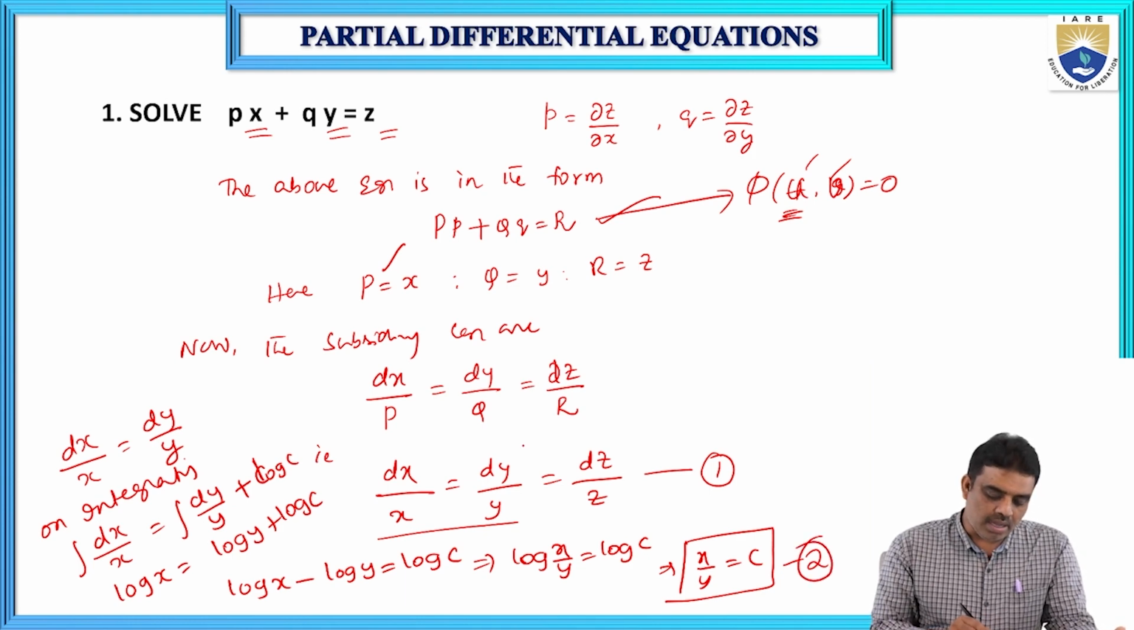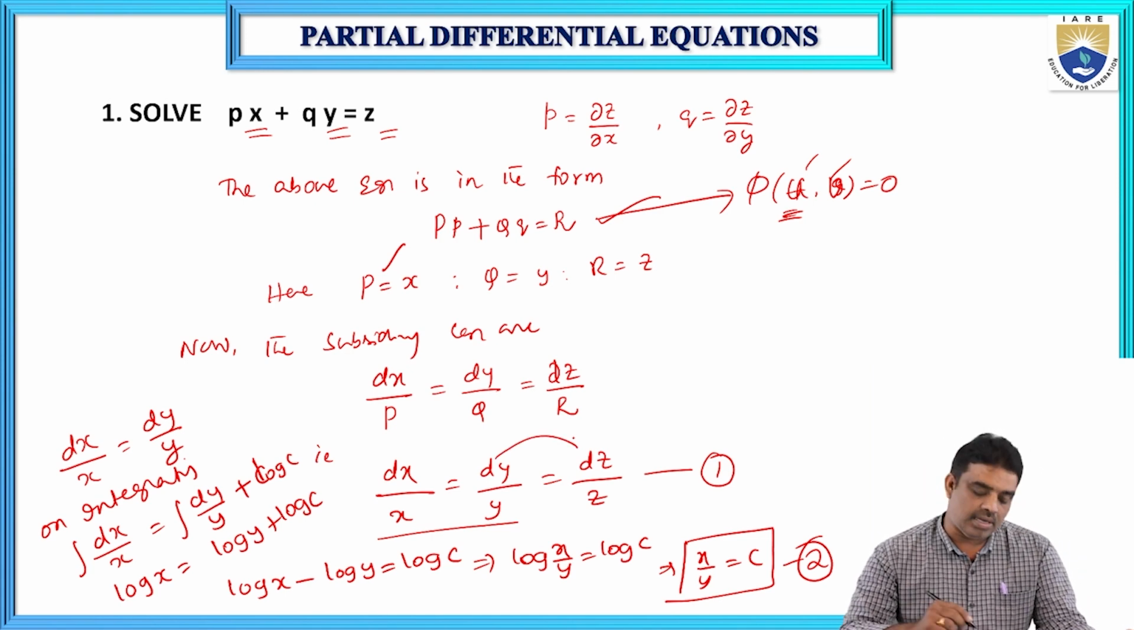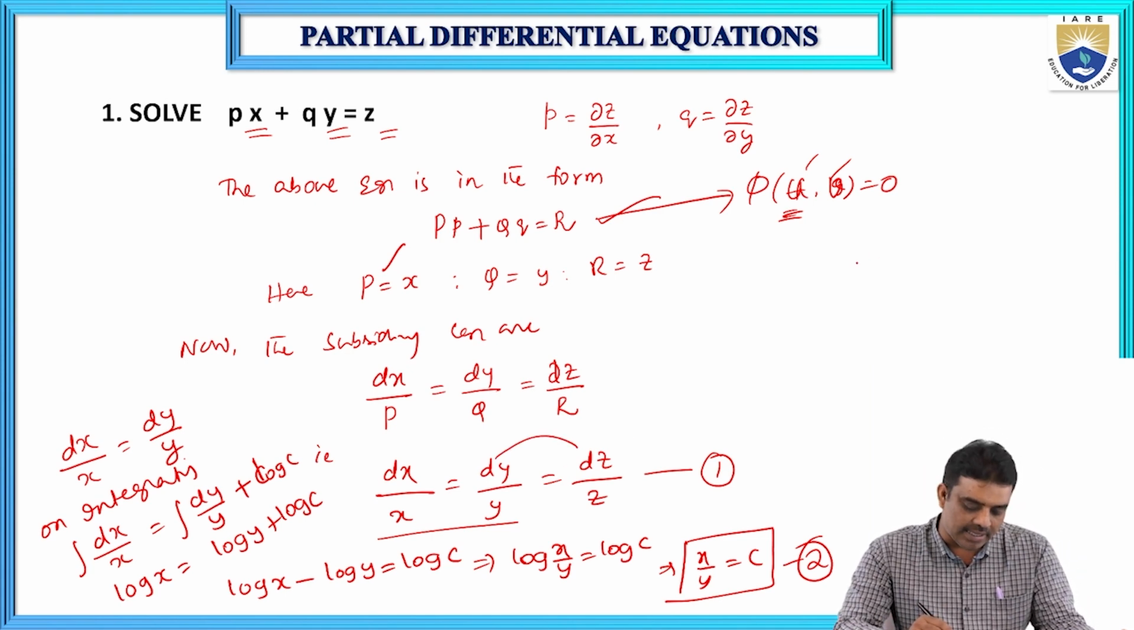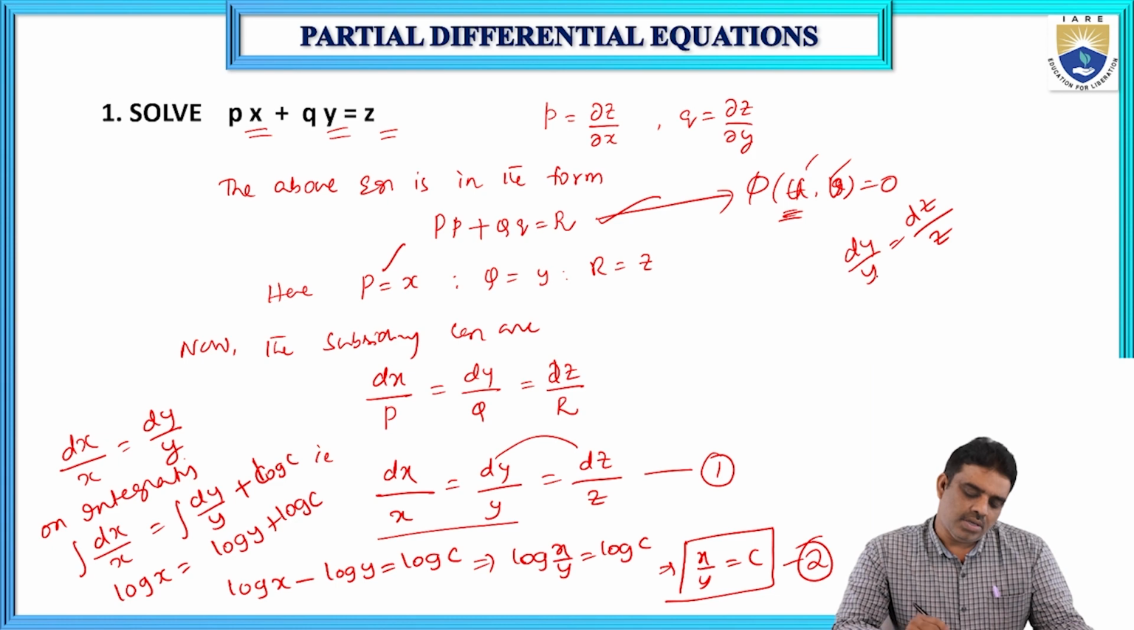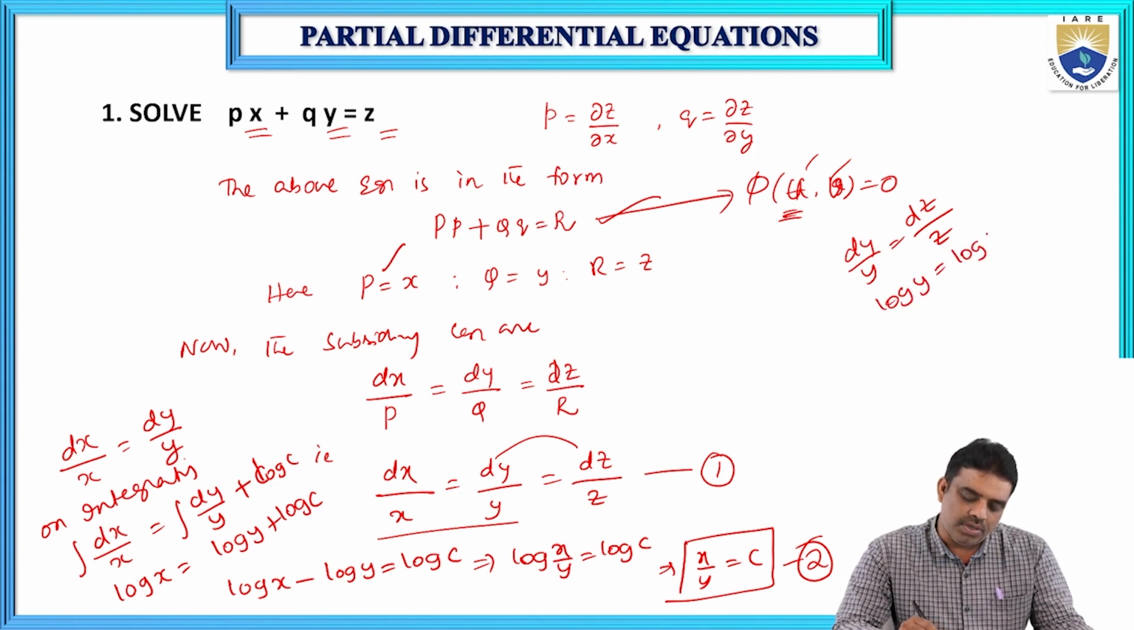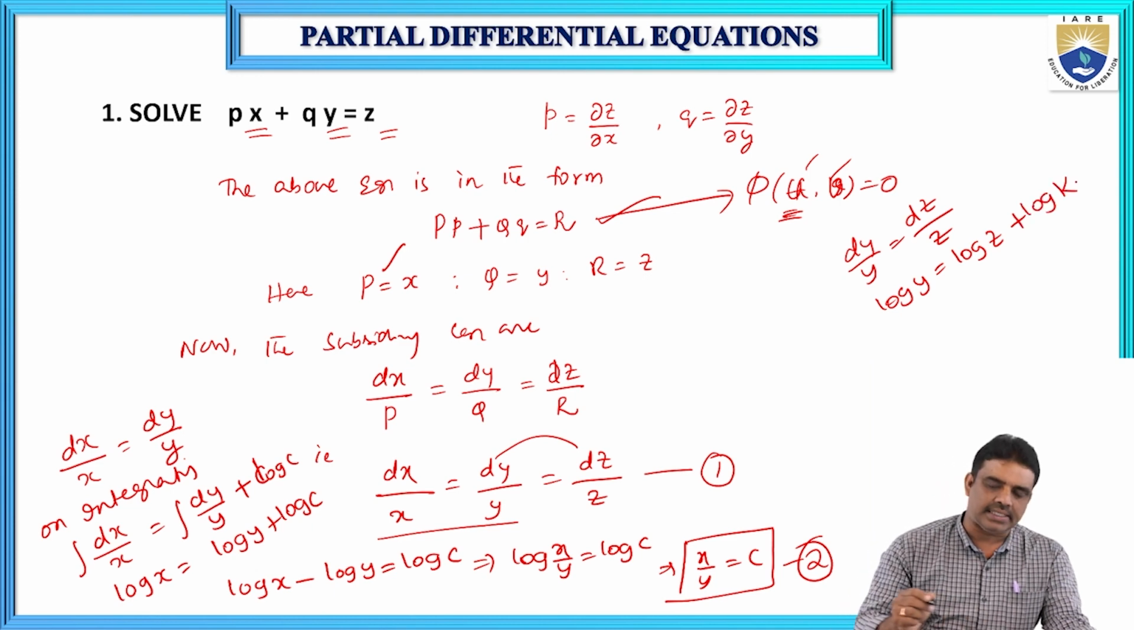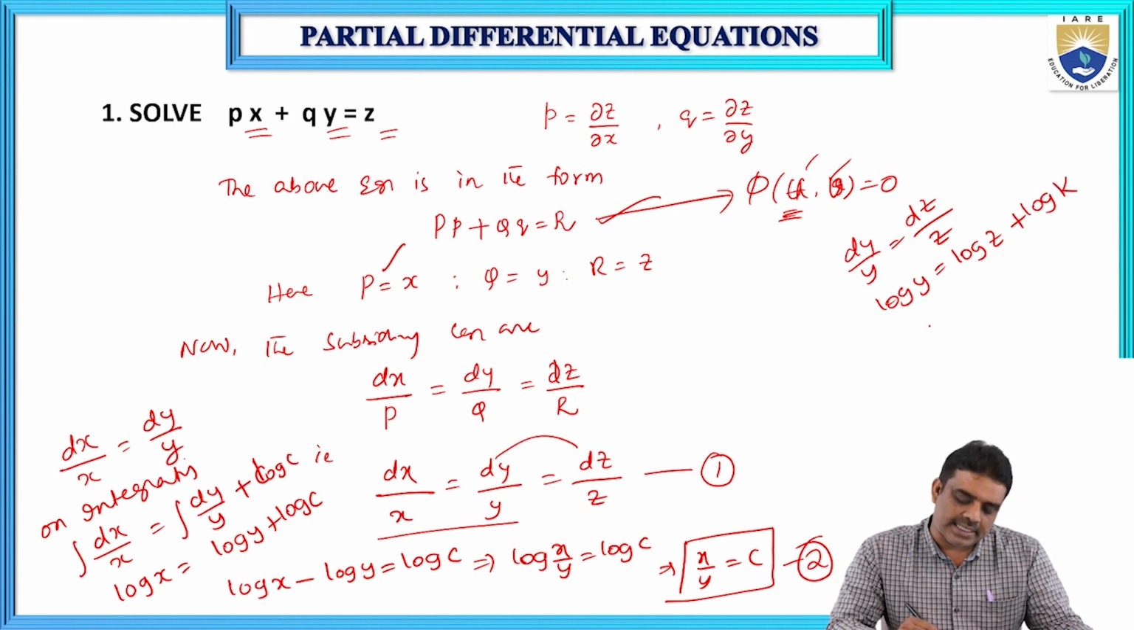Similarly, equating the second and third terms of equation 1, we get dy by y is equal to dz by z. On taking integration both sides, log y is equal to log z plus log k. Here the constant is c, but I am assuming it as k.